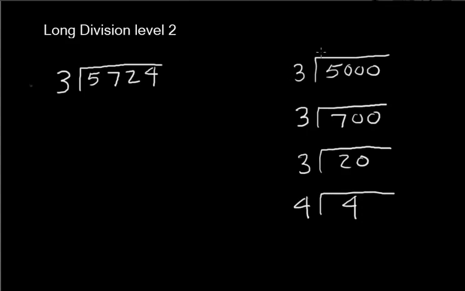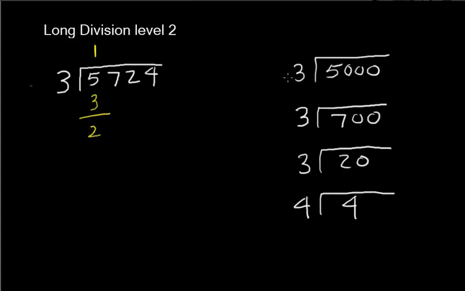So first thing we have to do is divide that 3 into the 5,000. Make sure my pen's on the right one. Okay, so here we go. 3 goes into 5 one time, and so then we multiply the 1 times the 3 to get 3. Now we have to subtract the 3 from the 5, and we have 2 left over.